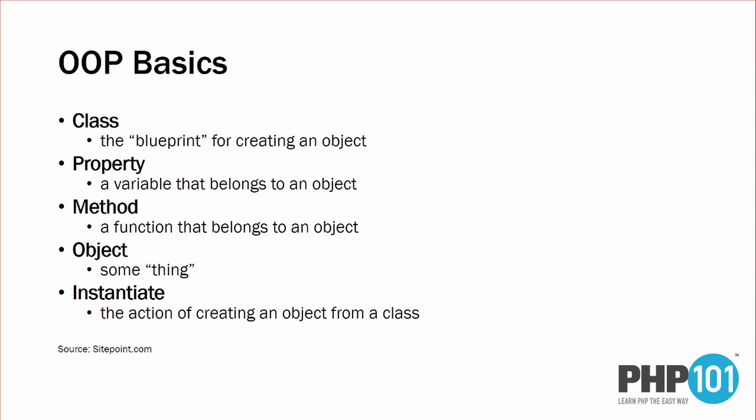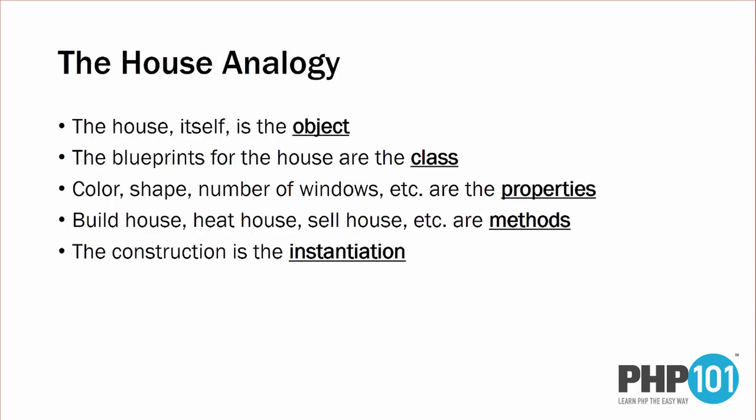And then instantiation, or to instantiate, is the action of creating an object from a class. So again, the class is the blueprint. The object is the actual thing that you create from the class. Okay, so now let's jump into some analogies, because I know that when you initially hear that it can probably be a little bit confusing, but let's go ahead and look at some analogies.